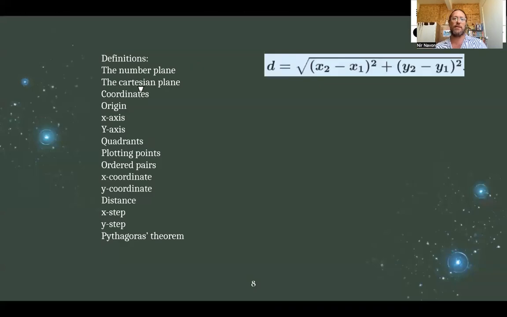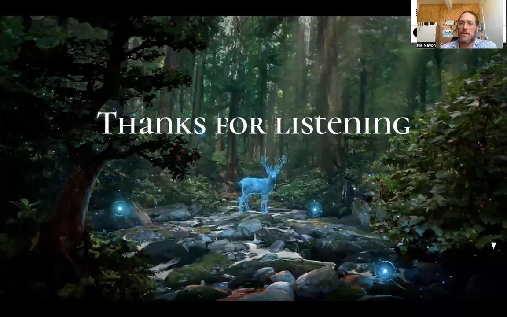The number plane, Cartesian plane, coordinates, origin, 0, 0, X-axis, Y-axis, quadrants, plotting points, ordered pairs, x, y, x coordinate, y coordinate, distance, X step, and Y step. Pythagoras theorem. Okay, good luck.